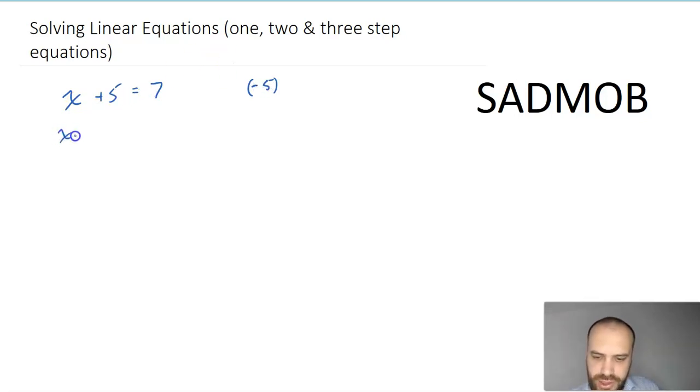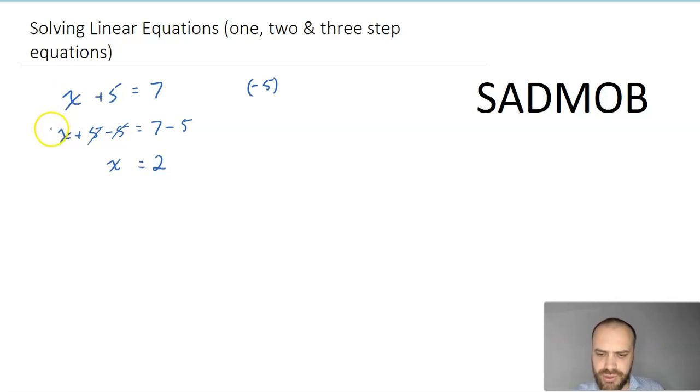Now I'm going to write it in here as well. x plus 5 minus 5 equals 7 minus 5. And you'll see that these cancel each other out. Plus 5 minus 5, we just end up with x on that side. And 7 minus 5 equals 2.